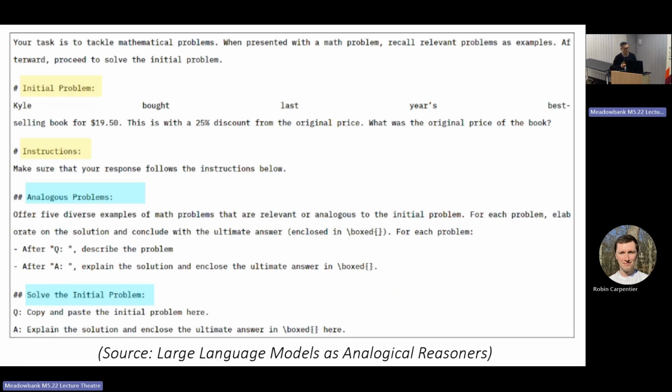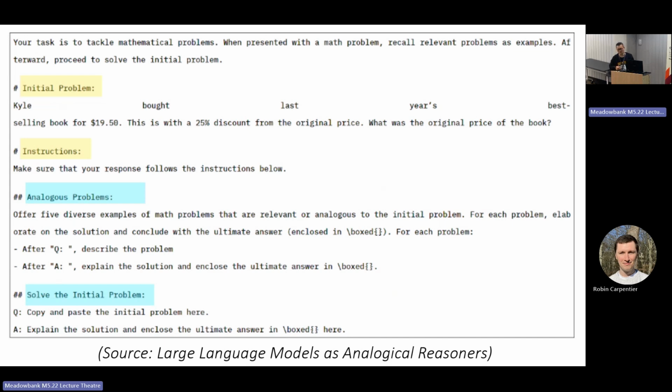Okay, here it's a bit overwhelming. Here you have two parts: your initial problem, and then the instruction. In the instruction, you have two steps. First, you are asking ChatGPT to give you 5 examples. In each example, ChatGPT will give you the question and the answer. And then in the next step, by looking at these 5 examples it came up with, it's going to try to solve your initial problem, which is this one here.